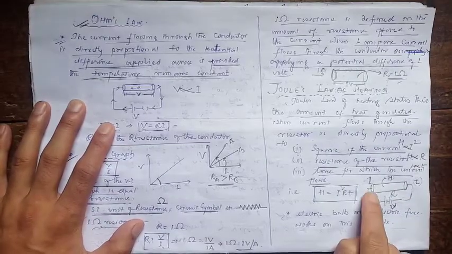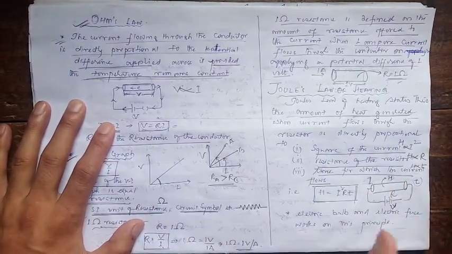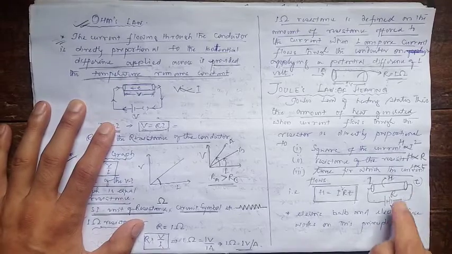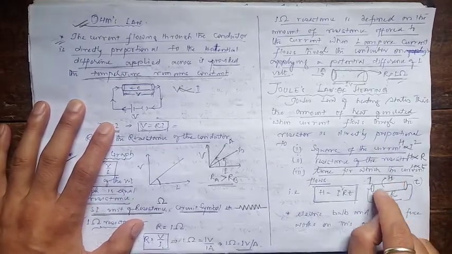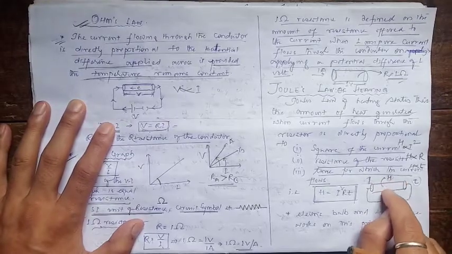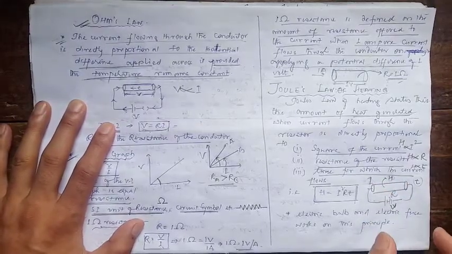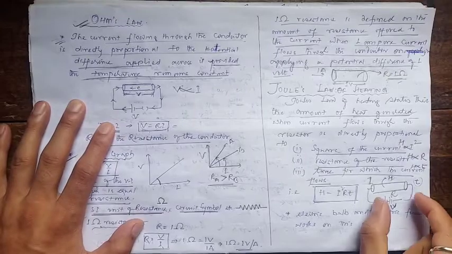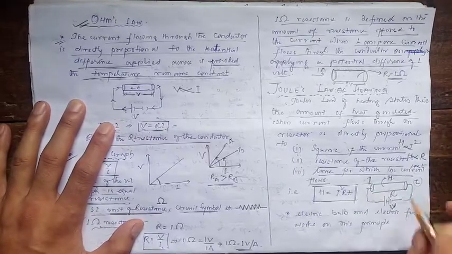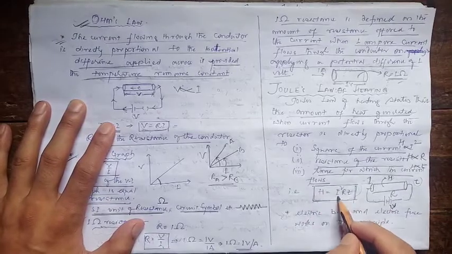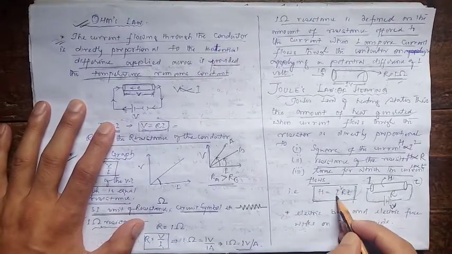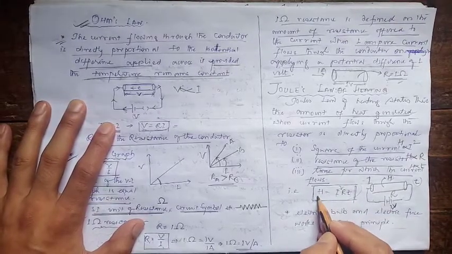It means if you allow more current to flow through this conductor, the amount of heat generated will be higher. If you increase the resistance of this conductor, the heat generated will be higher. If you allow the current to flow for a longer period of time, the heat generated will be higher. So if we combine all these factors, mathematically we get the equation H is equal to I squared R T.